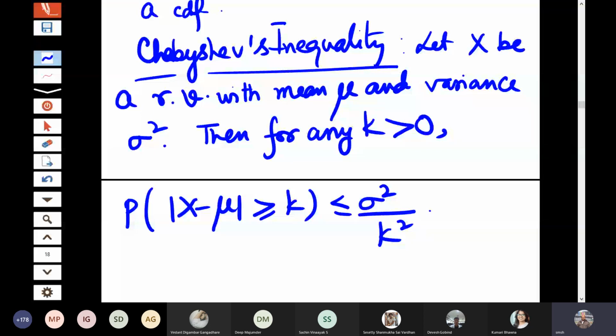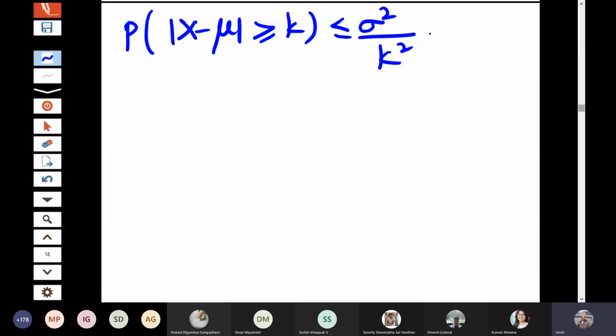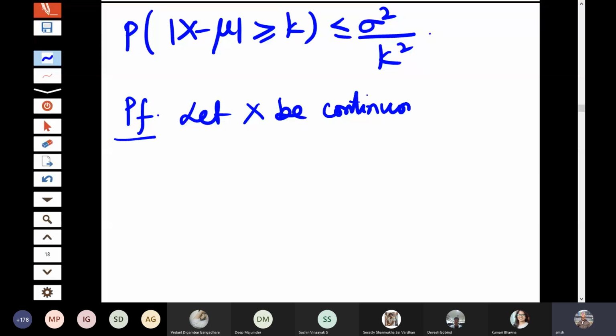The first version of this was given by Chebyshev, so that is why it is known as Chebyshev inequality. Later on, a lot of generalizations of this have been given. Although I will show you that, since now we have much developed notations, the proof is actually very simple. So let me give it for the case of a continuous distribution. So let x be continuous, because in the continuous case we can write nicely in terms of integrals.